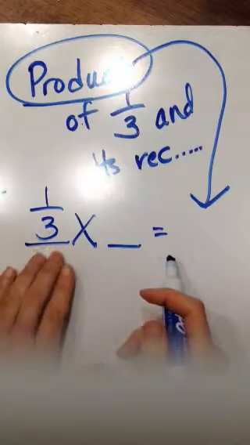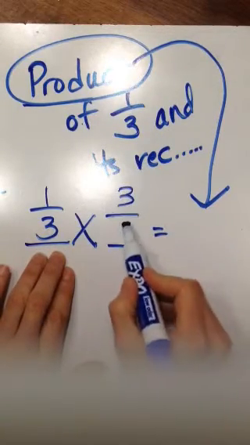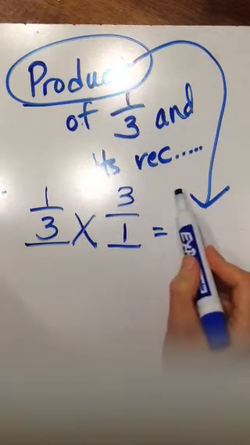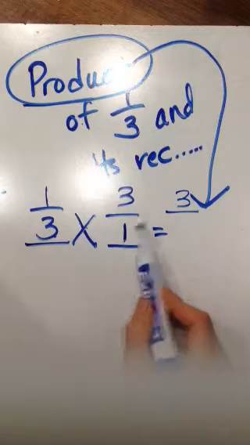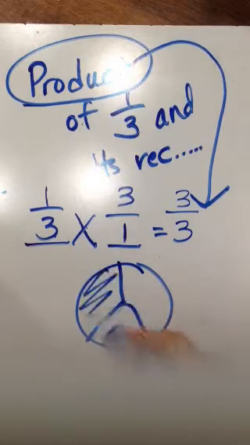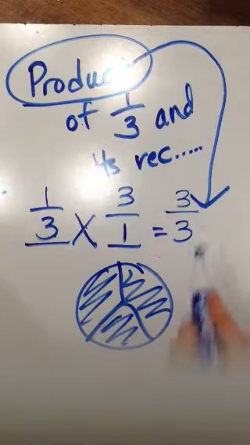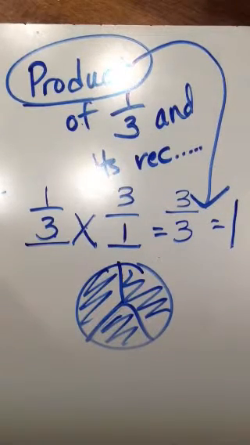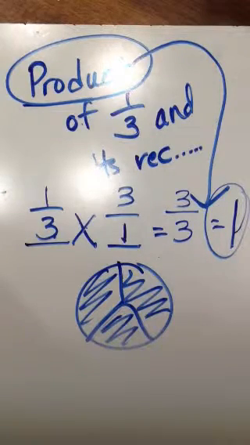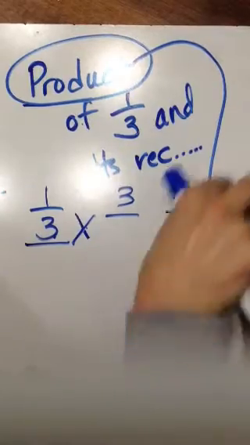So what is the reciprocal of 1/3? Hopefully you know that it's 3/1 because we just switched them. And so 1 times 3 would be 3, and 3 times 1 would be 3. And as we see, 3 out of 3 equals 1 whole. You see how that works? So they asked me, what is the product of 1/3 and its reciprocal? The answer is 1 whole.